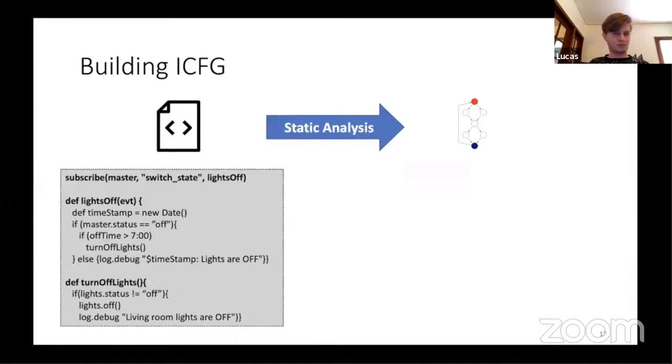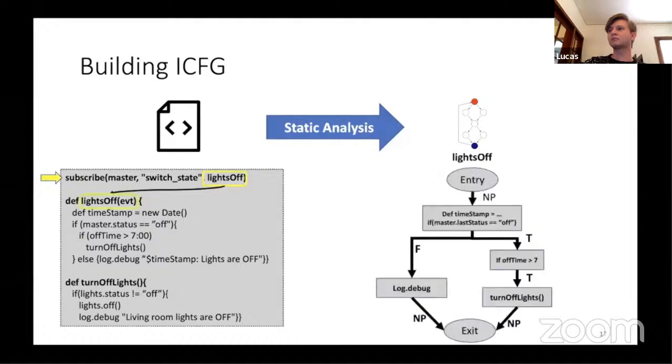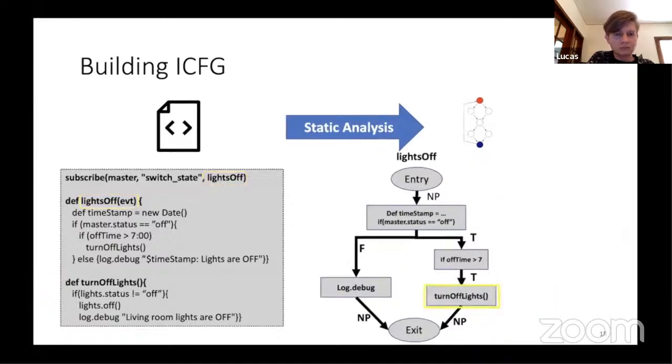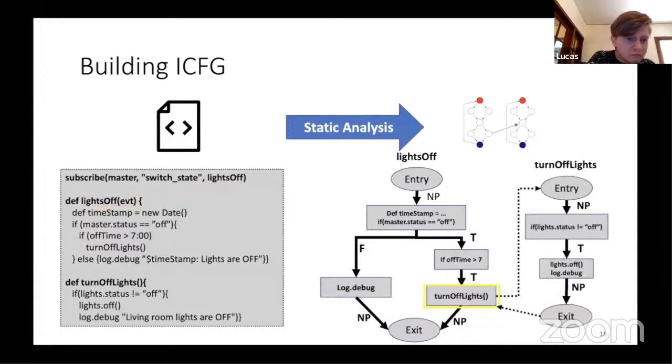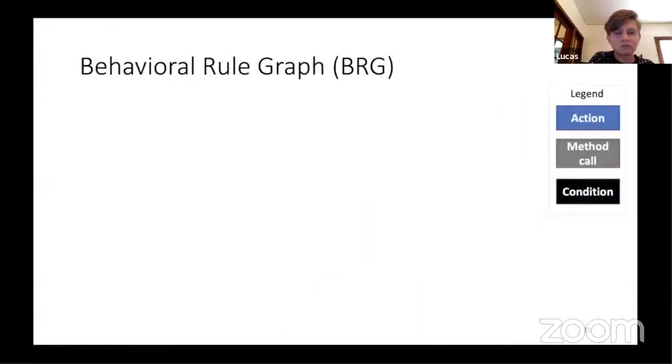Now let's have this example. We have it from the multi-switch application. The subscribe statement here represents a trigger of this application, which will be invoking the lightsOff method. Then we generate the CFG of this method, lightsOff. After generating the CFG of this method, we perform the same steps for the other methods in each application. And then we connect those CFGs together by relying on the call graph to generate the ICFG.